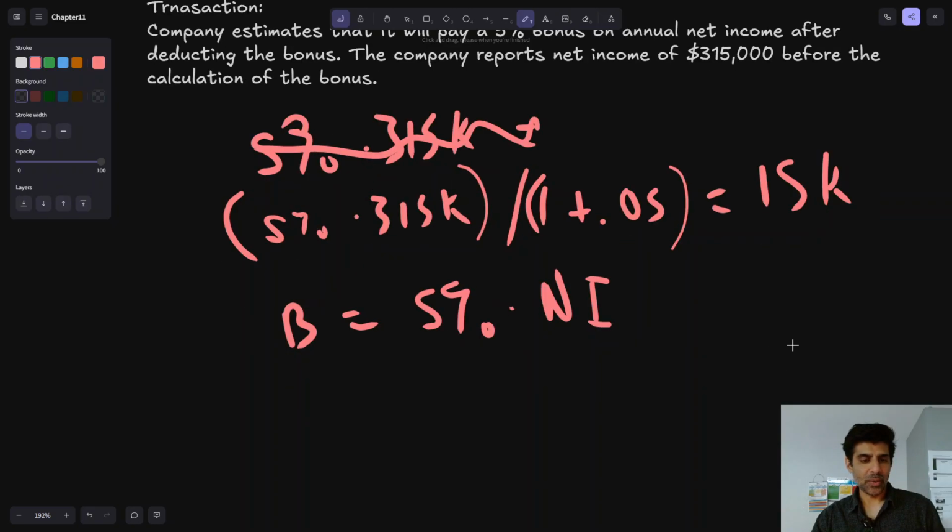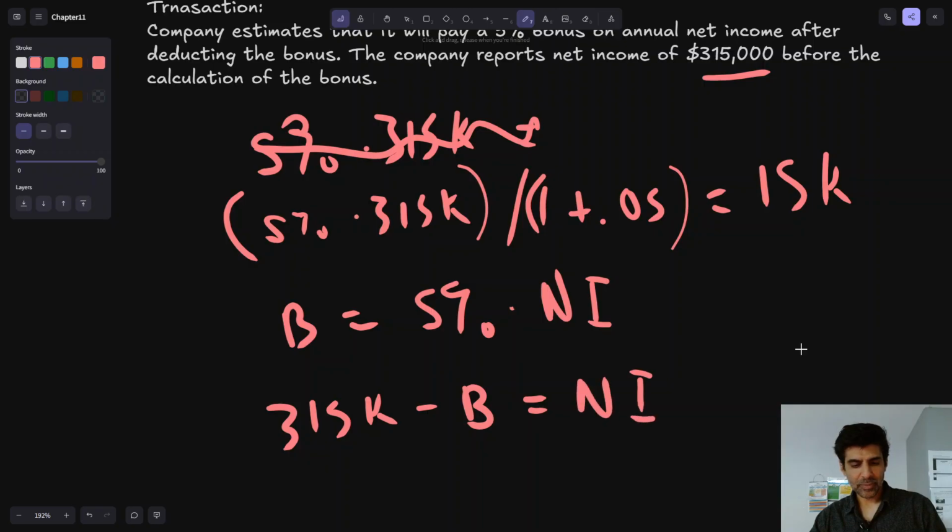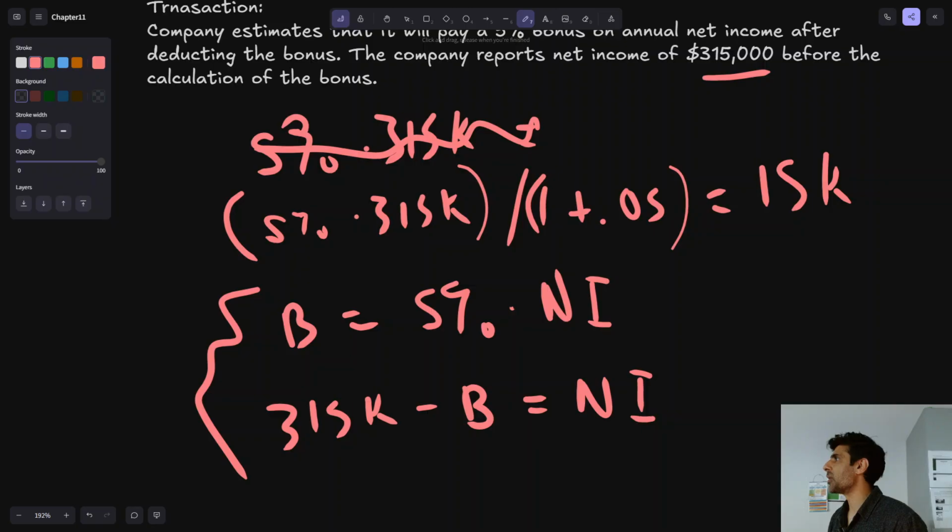And what we can do is look at this second statement. 315 minus the bonus equals net income. Does everyone agree with these two? I've just translated what those words said into two equations. Does it make sense? Okay, so now we have two equations and two unknowns, so we can solve.